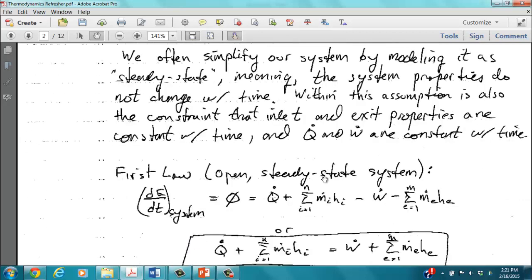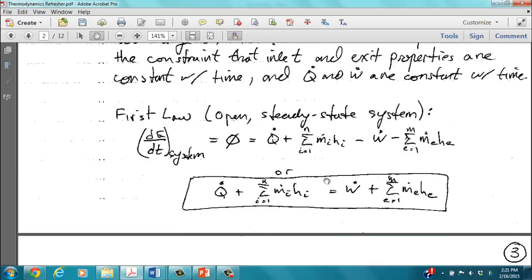So when we look at our first law equation, what that's saying is that the properties of the system with time are not changing in steady state, so dE by dt is equal to 0. Q dot is constant with time, so even though this is a time-based function, it's not changing with time, right? In other words, there's no acceleration or deceleration, if you will, of heat transfer. Likewise, the enthalpy at the inlet is constant with time. It's always the same enthalpy as time goes on.